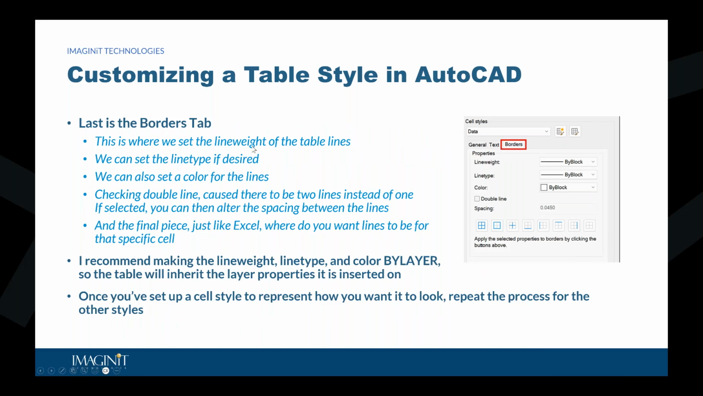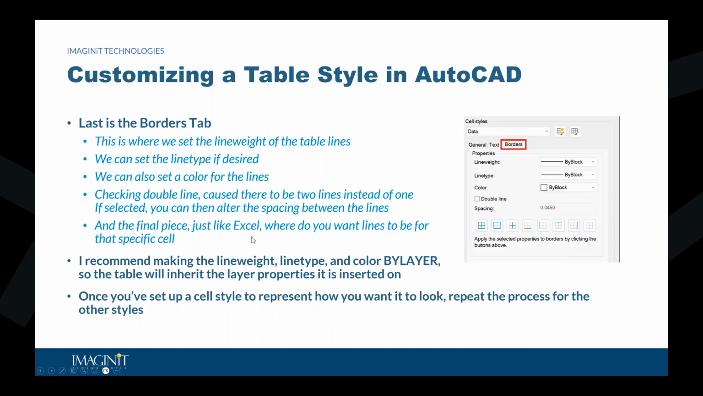Last is the borders tab. This is where we set the line weight of the table lines. We can set the line type if desired. So for example, if you want a different line weight or line type other than continuous or by layer, when checking double line, it will cause there to be 2 lines instead of 1. And then this is the spacing between the 2 lines. And the final piece, just like Excel, where do you want the lines to be for that specific cell? Do you want them around all cells borders? Do you want them just around the outside perimeter? Do you want them on just the inside, just the bottom, just the left, just the top, just the right, or none?